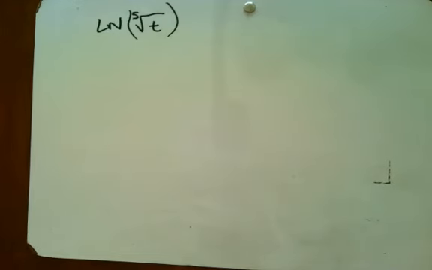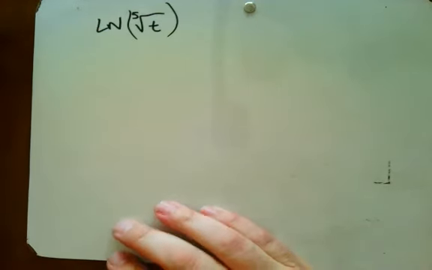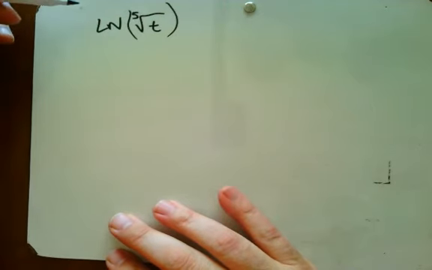Okay, here's your first one. ln of the 5th root of t. That's a 5. ln of the 5th root of t. Take a moment to think about how to rewrite that and then expand using your properties.